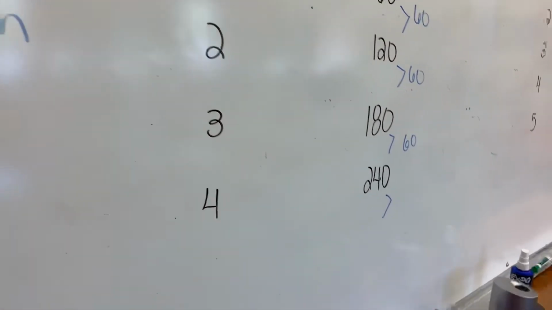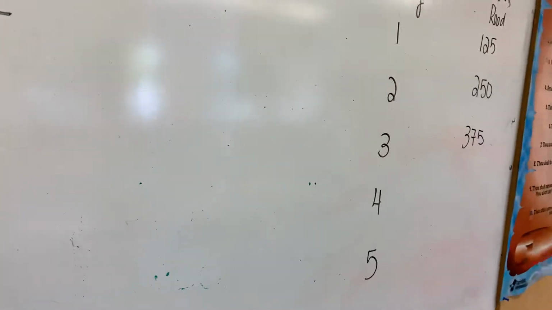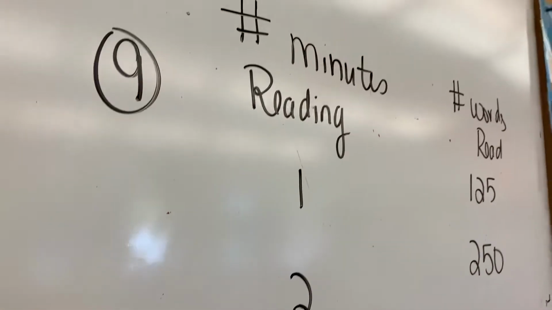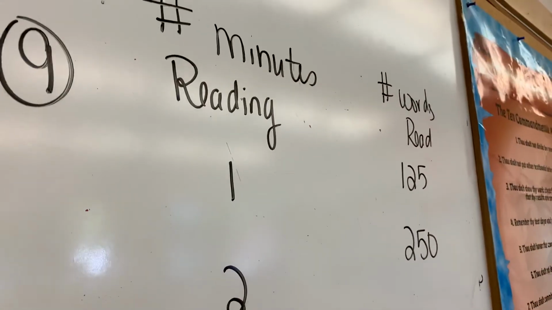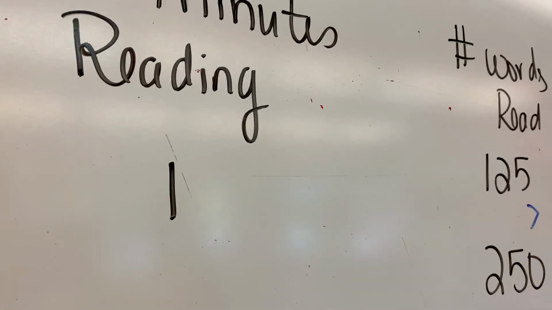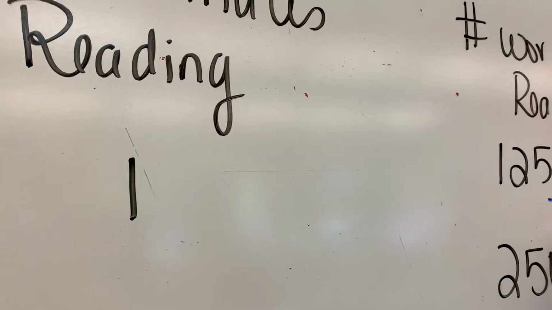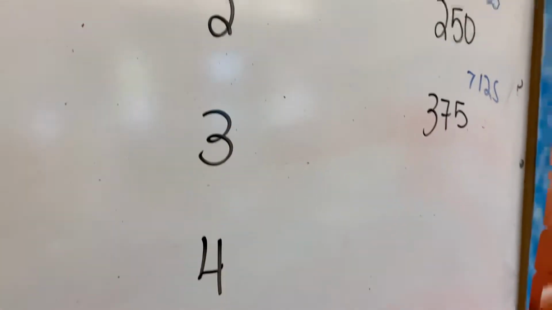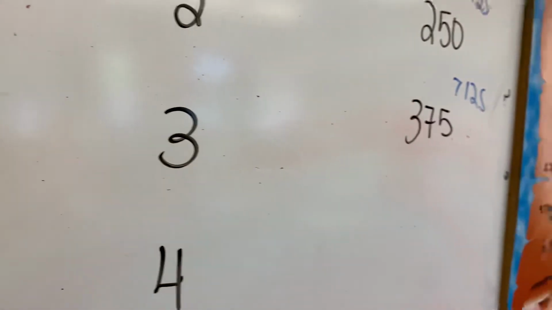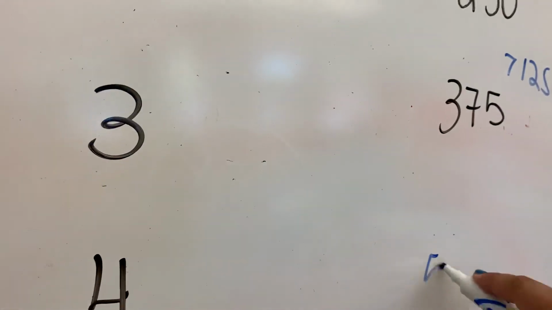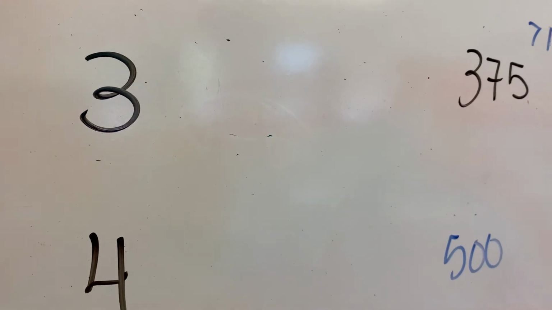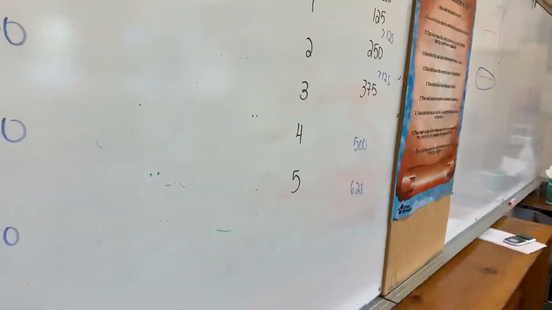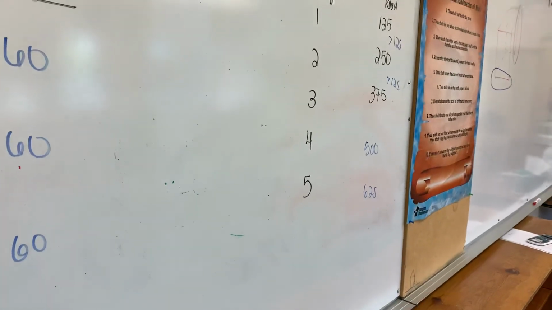So this one over here, number 9. Number of words read, minutes of reading. What's this constantly going up by? 125. So what are my next two columns going to be? What's 375 plus 125? 500, then 625. So let's write a function rule.